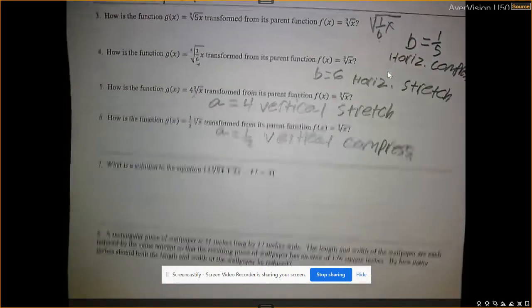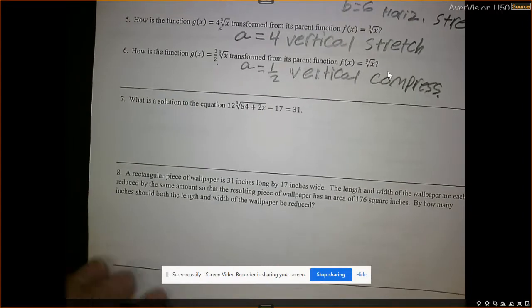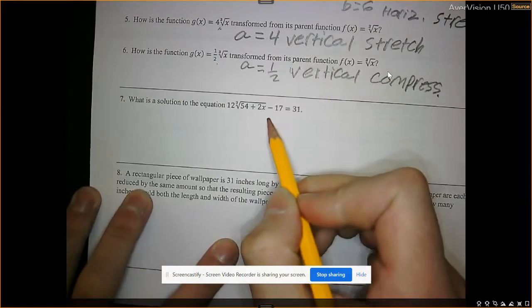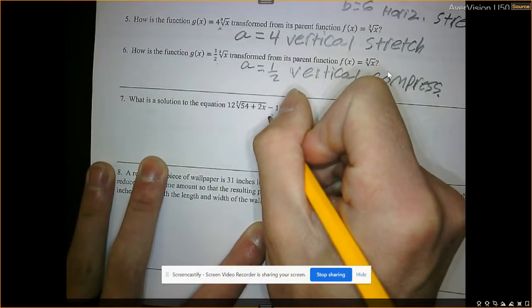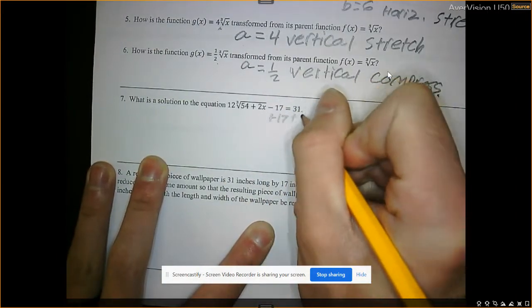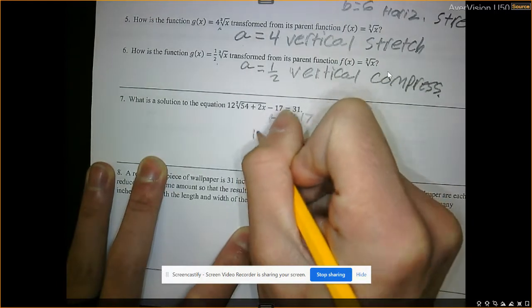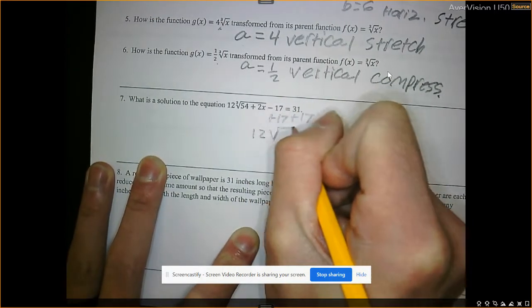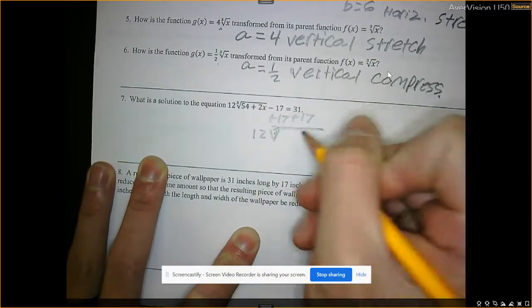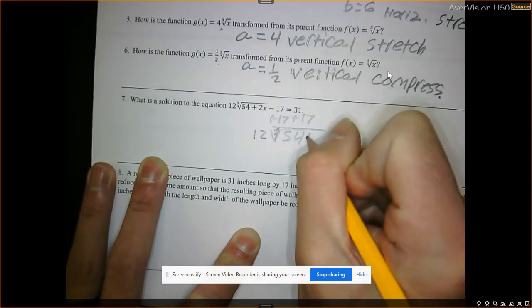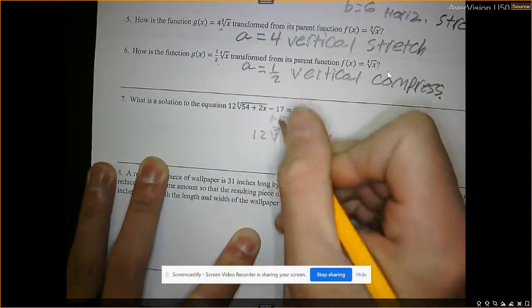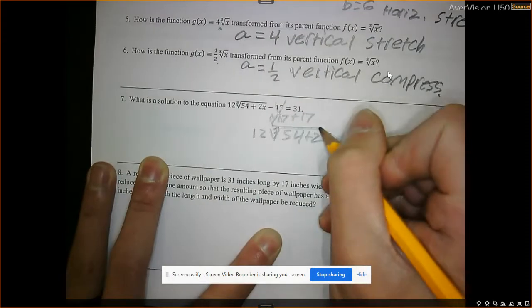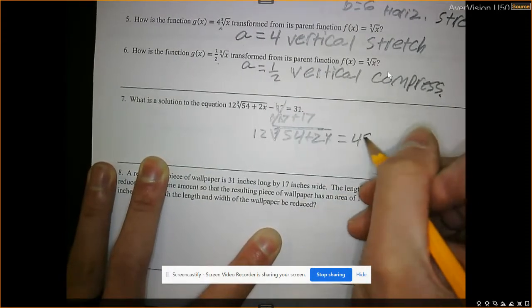Okay, moving on to number 7, we have: what is the solution to the equation. Starting this off, we need to add 17 to both sides. Just trying to get everything away from x. This looks scary, but it's really not, as long as you know your rules for solving equations, which we all should by now. When I add 17 to both sides, that gets rid of that on this side. 31 plus 17 equals 48.